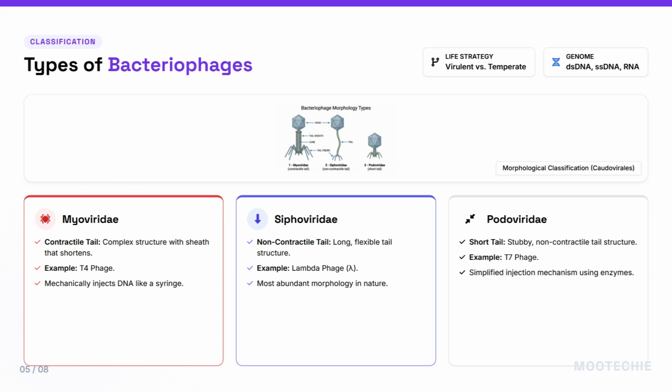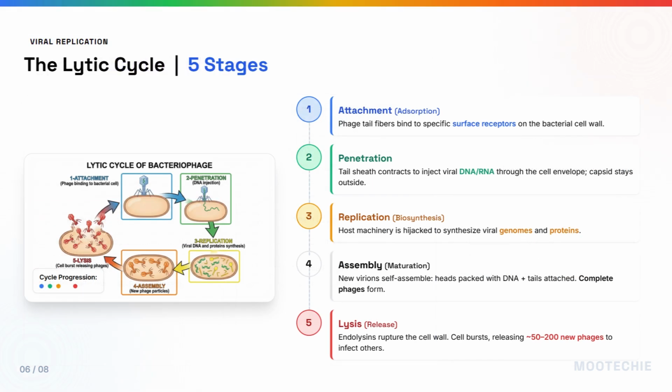Now, let's explore viral replication starting with the destructive lytic cycle. We can break it down into 5 clear stages. First, attachment, also called adsorption. This is where the phage tail fibers bind to specific surface receptors on the bacterial cell wall. It's the critical first step of recognition and docking.